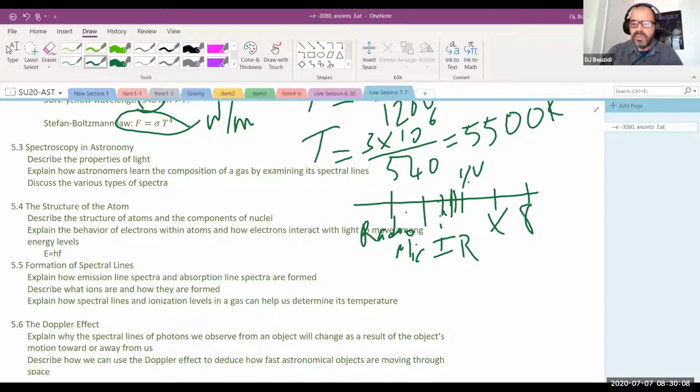Some of the most powerful and most eventful events in the universe really involve gamma rays, which are deadly.